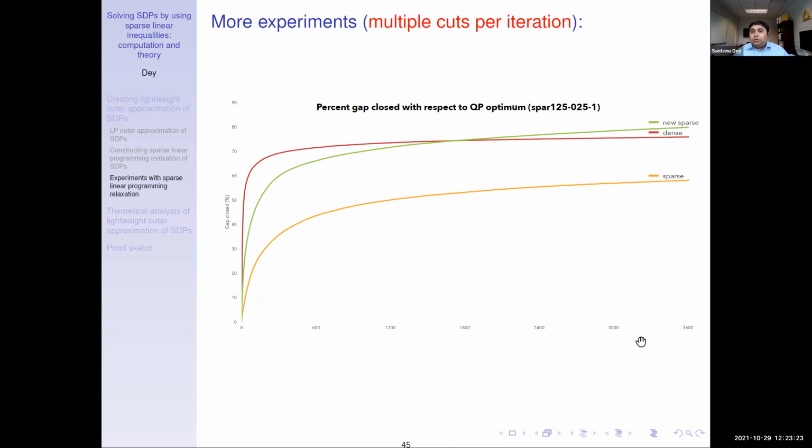Because this is plotted with respect to time, the number of iterations that the green algorithm is having with respect to the brown is much more, because the LP solve times are much lesser. Okay, so that's what's happening.